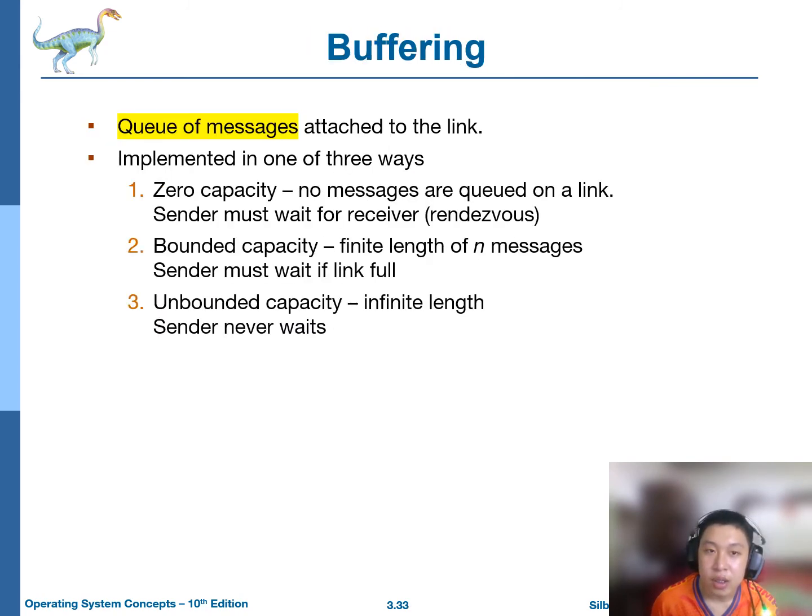Buffering: messages exchanged are queued in a temporary queue attached to the link, implemented in one of three ways: one, zero capacity; two, bounded capacity; three, unbounded capacity. Zero capacity means no messages are queued on the link. Bounded capacity means a finite length of n messages. Unbounded capacity means infinite length, so the sender never waits.